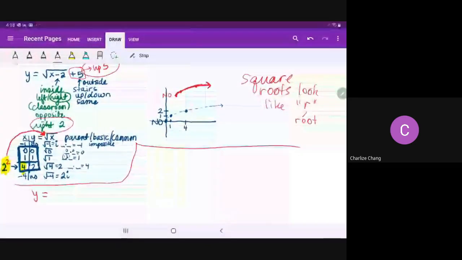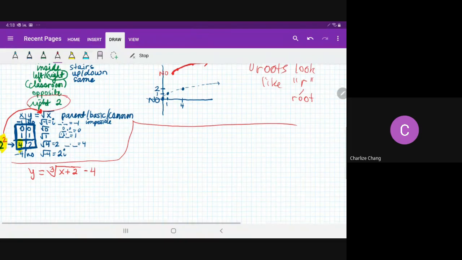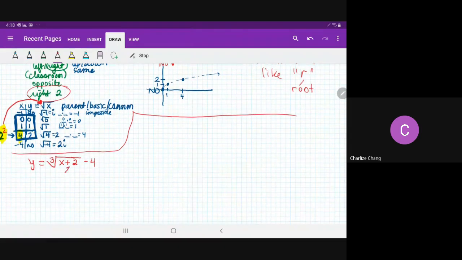Y equals, so this will be our last example. Well, it's so hard for me to choose. We have 12 minutes left, so two more examples. Okay, so y equals the cube root of x plus 2, minus 4. Okay, so tell me what the 2 does and tell me what the 4 does.